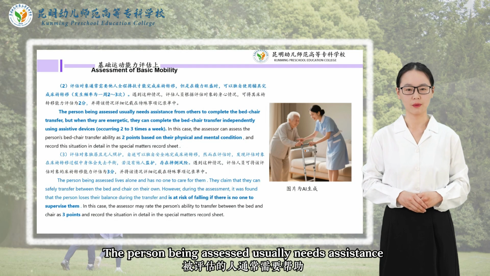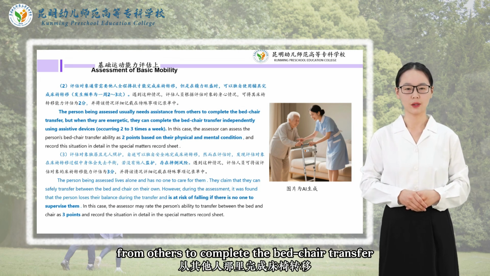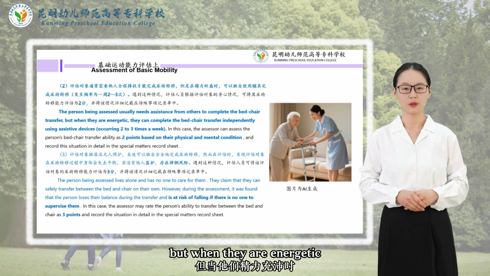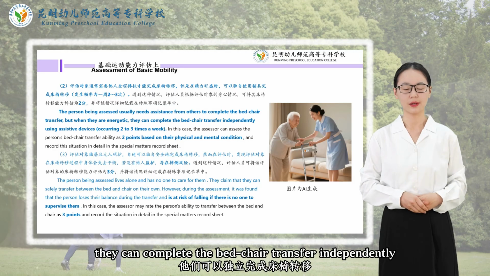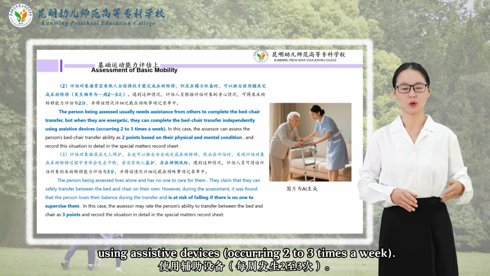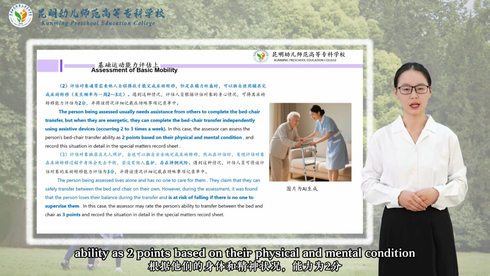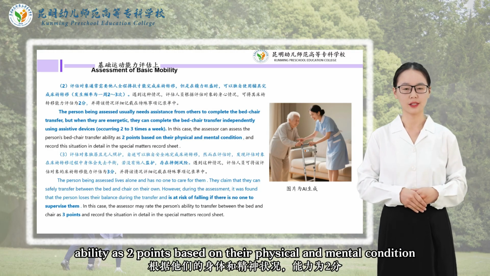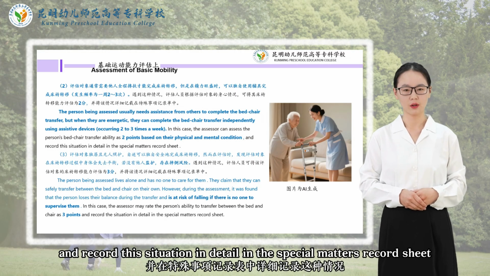Scenario 2. The person being assessed usually needs assistance from others to complete the bed-chair transfer, but when they are energetic, they can complete the bed-chair transfer independently using assistive devices 2 to 3 times a week. In this case, the assessor can assess the person's bed-chair transfer ability as 2 points based on their physical and mental condition, and record this situation in detail in the special matters record sheet.